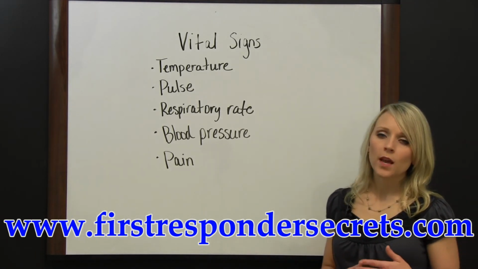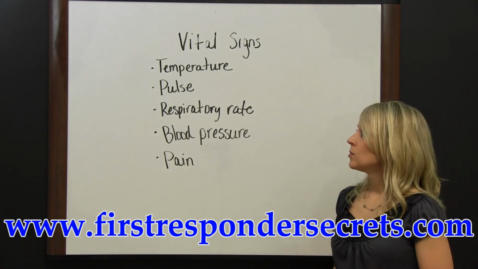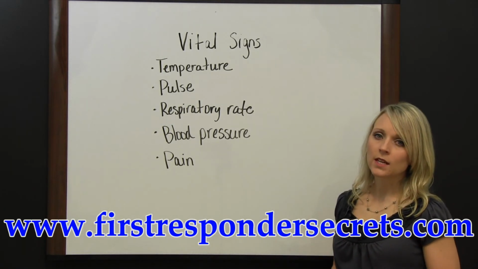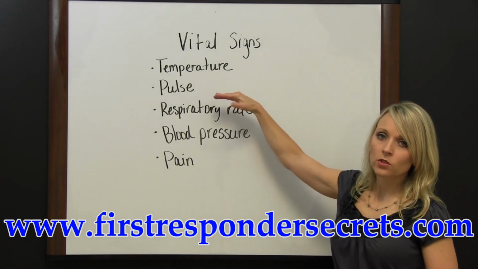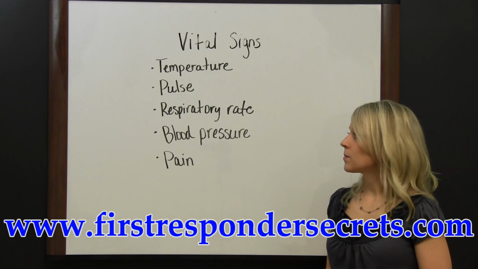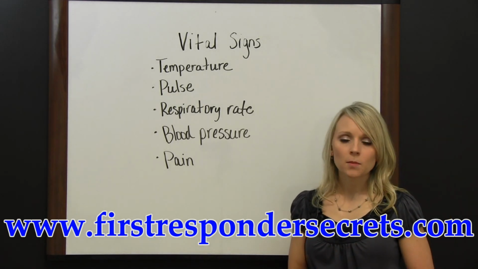So as a nurse's aide, when you're asked to take vital signs, these are the things that you will need to assess: the temperature, the pulse or the heart rate, the respiratory rate, the blood pressure, and the patient's pain.